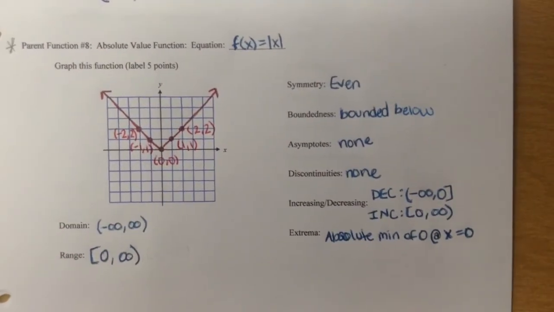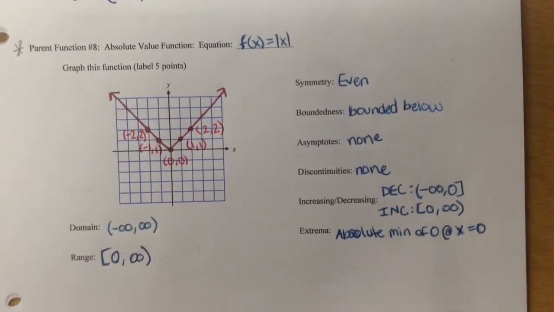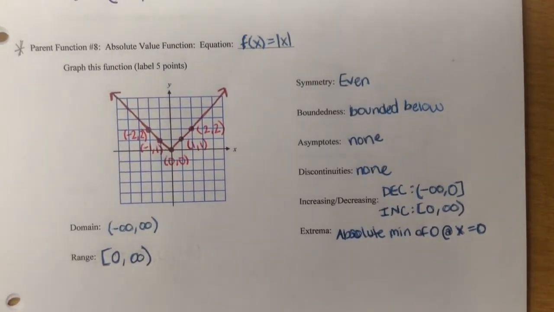This is an absolute value function. The parent function is f of x equals the absolute value of x. The symmetry is even because it reflects over the y-axis. The graph is in the shape of a V, with the bottom of the graph at the origin. There are no asymptotes and no discontinuities. The domain is all real numbers, and the range is 0 to infinity, including 0. It's bounded below, and it decreases from negative infinity to 0, including 0, and it increases from 0 to infinity, including 0. There is an absolute minimum of 0 at x equals 0.